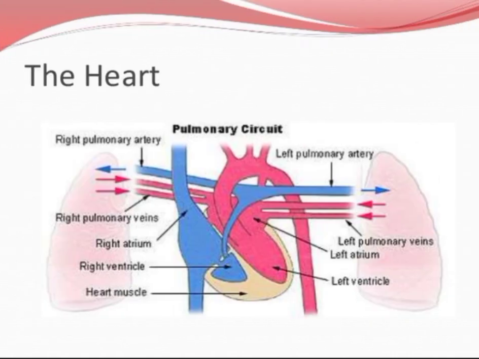Here we can understand it. We can look at the diagram displayed. The pulmonary circuit is shown.